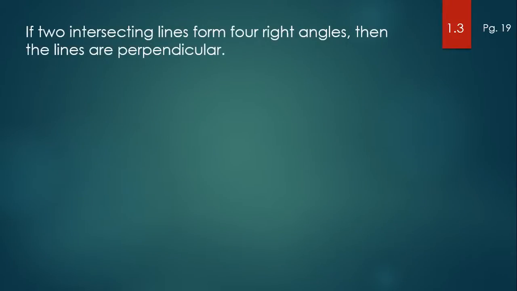Now first let's talk about a definition we're going to need a little later, and that is that if two intersecting lines form four right angles, then the lines are perpendicular. Here's an example of two lines that are perpendicular. That means that where they intersect, we have four 90-degree angles.